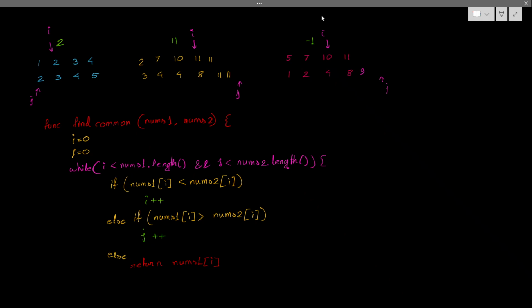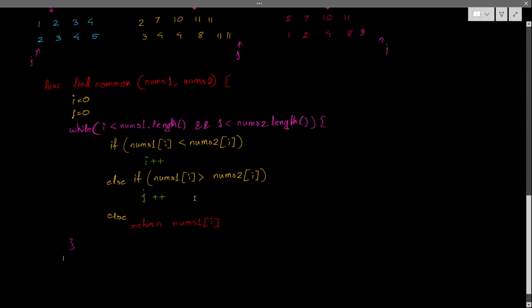But if at the end of the loop, nothing is the same, then what do I have to do? I have to simply return -1, because I've already iterated over the first array and the second array. So I didn't find any single thing that is common. So I am returning -1. So there is nothing in common.